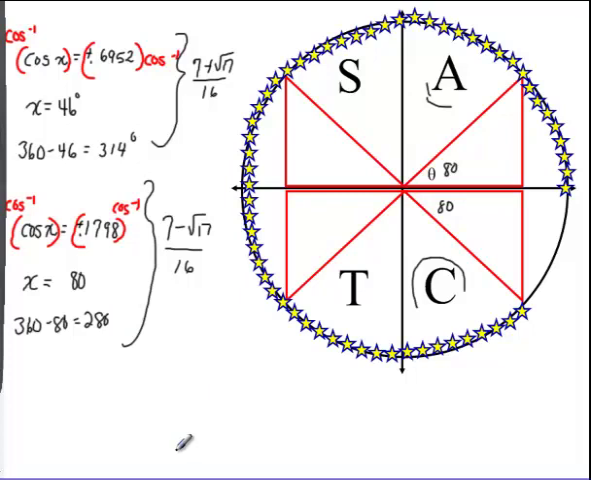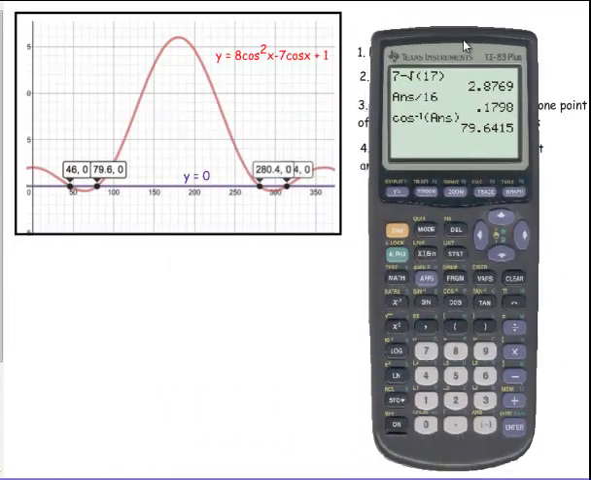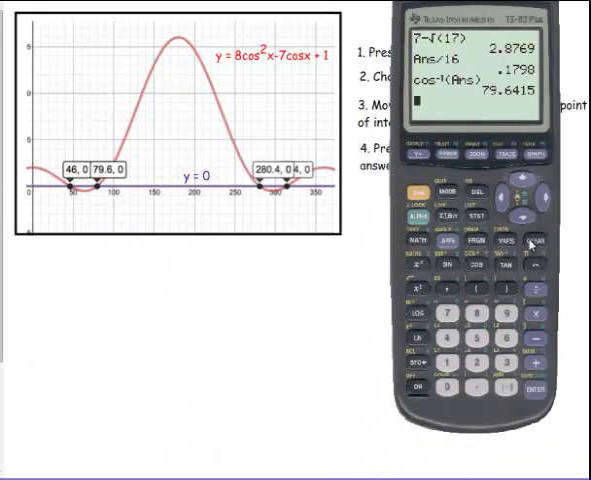So when I'm done with this, I came up with 4 possible answers. My angle x could have been 46 degrees, 314 degrees, 80 degrees, or 280 degrees. Now I'm going to give you a better visual of that. This graph I got by doing this.